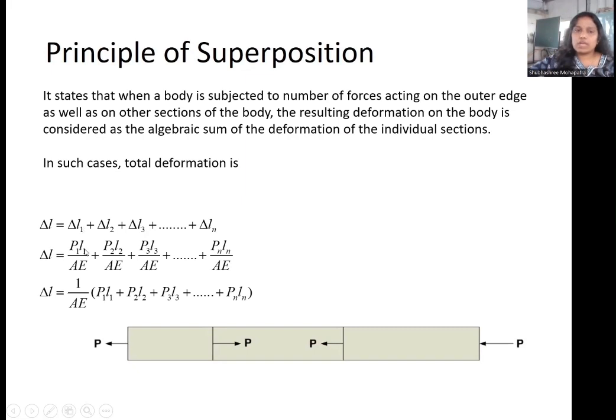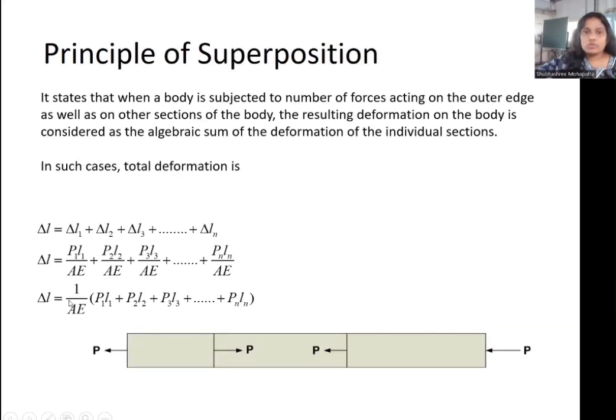For section 1, it will be equal to P1 L1 by AE, as the cross-sectional area of this kind of bar will be the same. And Young's modulus will also be the same because it is the same material. Similarly for section 2, you can put P2 L2 divided by AE. For section 3, you have to put the corresponding load and length value. The total deformation will be equal to 1 by AE multiplied by P1 L1 plus P2 L2 plus P3 L3 up to Pn Ln.